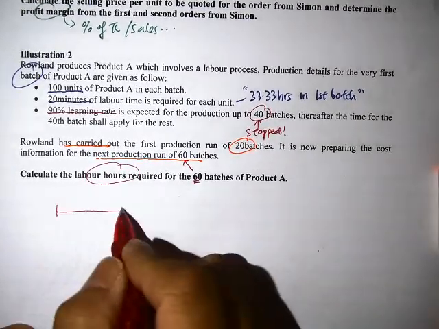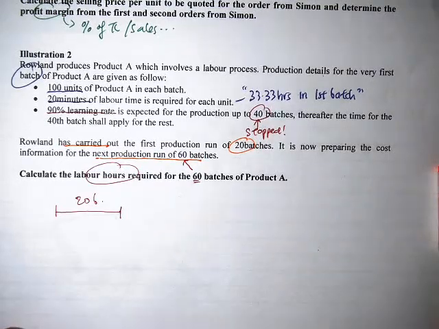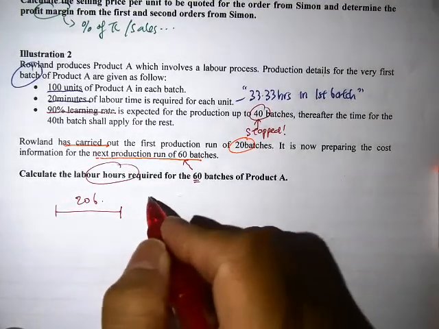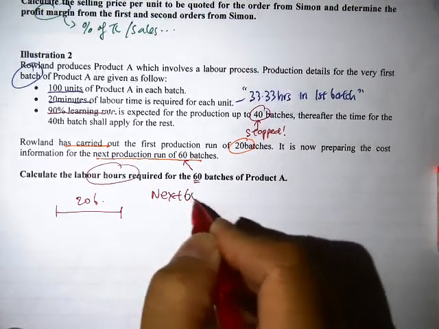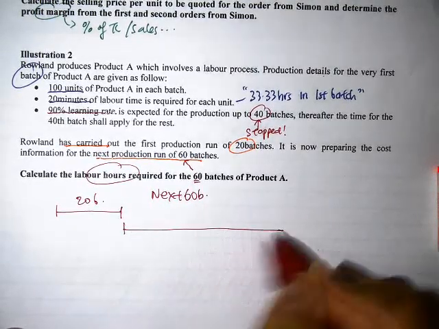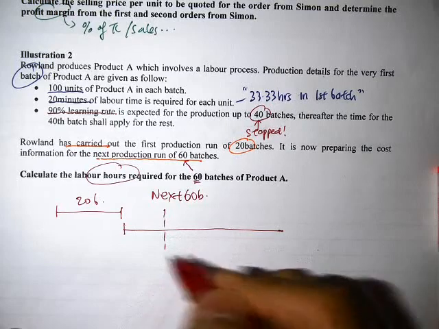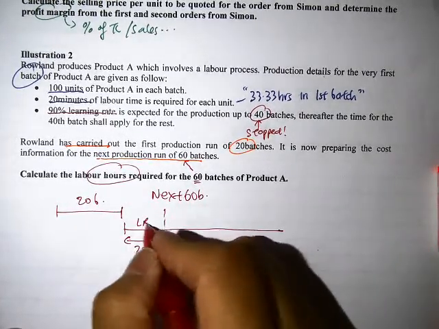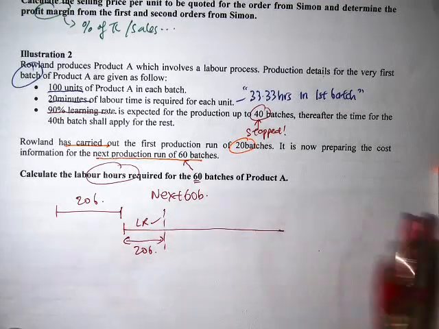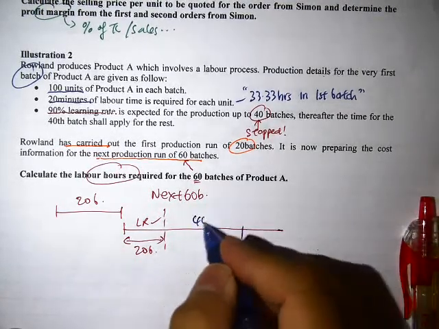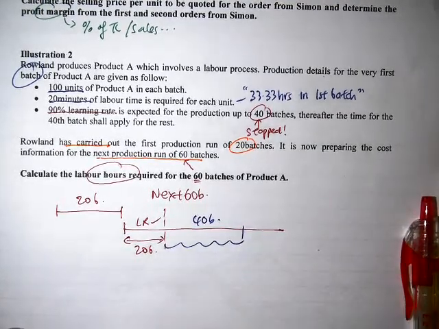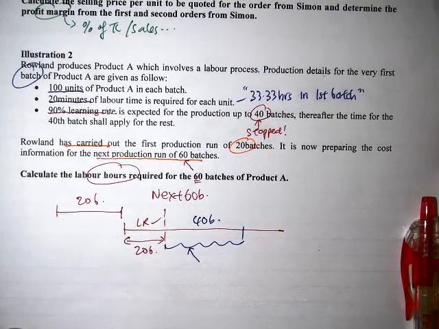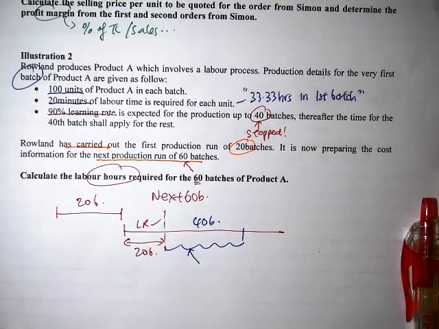Now, the learning effect started for 20 batches. So now, for the next 60 batches that you need to estimate, you've got to understand that there's only another 20 batches that learning will apply. And the remaining 40 batches, there will be no more learning. So how much time do you need for these 40 batches?